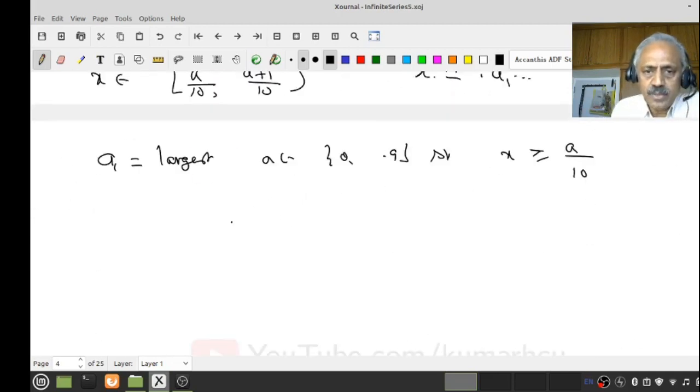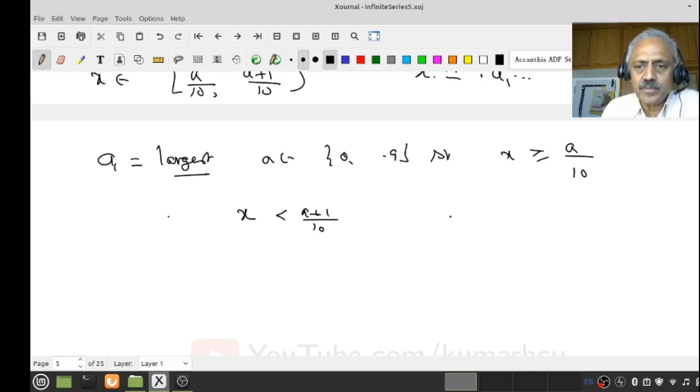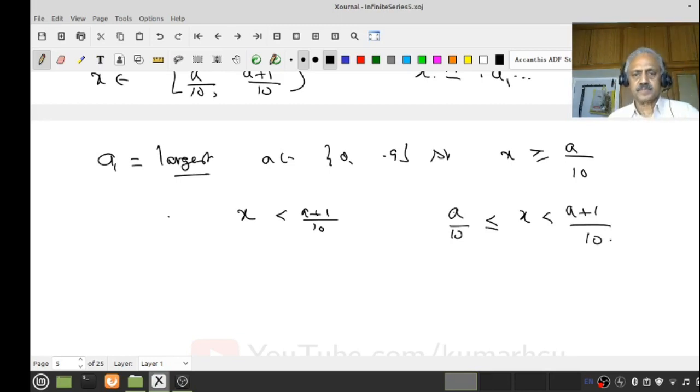Therefore what do I have? Therefore I have found my x lies in the interval, and notice that since it is the largest, what do I know about x and A plus 1 by 10? This will be strict. Are you following? Therefore what have I found? I have found A by 10 less than or equal to x less than A plus 1 by 10. Have you understood?